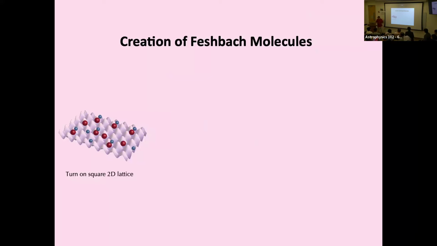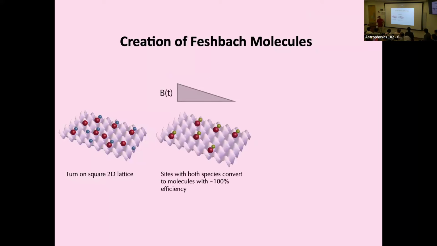Now, if you have two atoms on a site, one sodium, one rubidium, you can convert them by sweeping across the Feshbach resonance with 100% efficiency to Feshbach molecules. And the nice thing about these molecules is they're produced in a very well-defined state. They're in the well-defined electronic, rovibrational, hyperfine, and even center of mass motional state. They're in the ground center of mass motional state of their individual traps. So that's a great place to start doing quantum science. You have molecules in a well-defined quantum state.